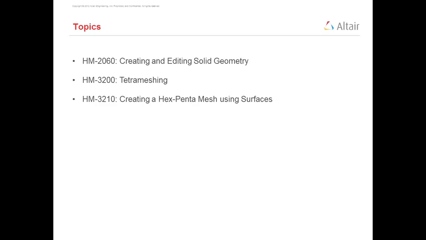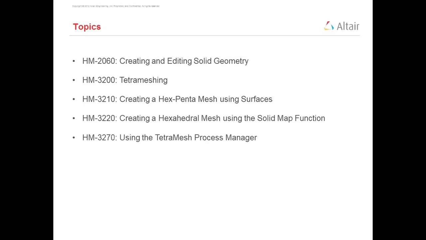Then we will see creating a Hexa-Penta mesh using surfaces and creating a Hexahedral meshing using solid map function. So these are the two more in Hex meshing. Lastly, we will see how to use TetraMesh process manager to create Tetra elements. So we will start with this first tutorial as creating and editing solid geometry.